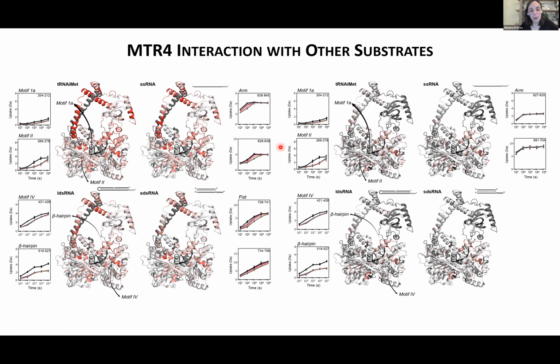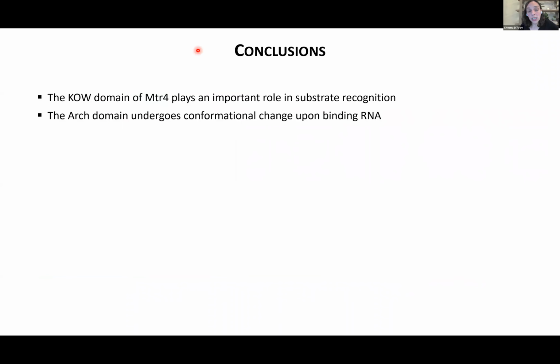So that was a lot, but hopefully it shows how we can detect conformational change, and also how you can manipulate both the substrate and the enzyme quite easily when you do these HDX experiments. So our overall conclusions are that the Fis domain plays an important role in substrate recognition, and that the arch domain undergoes conformational change upon binding the RNA substrate. And so that's the end of that.